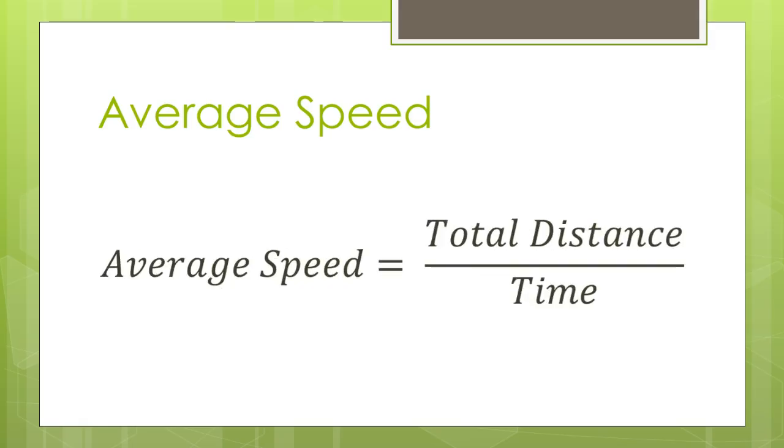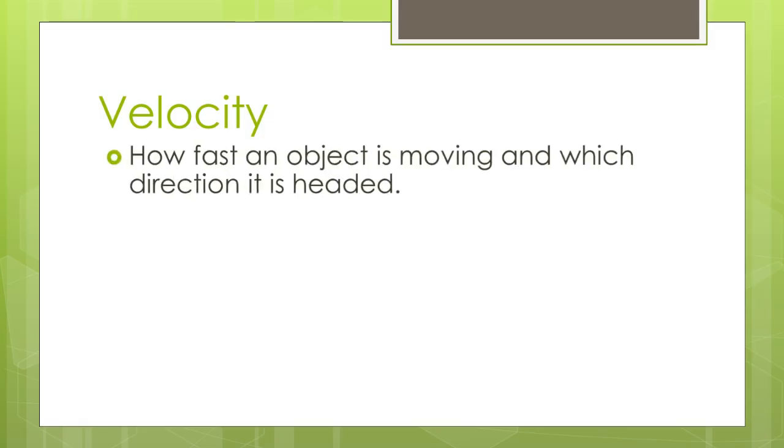To find your average speed, you would need to take your total distance divided by time. So for example, if you were out on a walk in the city and you walked for 5 blocks in one direction, you took a right turn, you walked 3 more blocks, you took another turn, etc. You would add every distance together and divide by the total amount of time that it took you to travel that total distance. Speed and velocity are similar, but velocity tells us a little bit more.